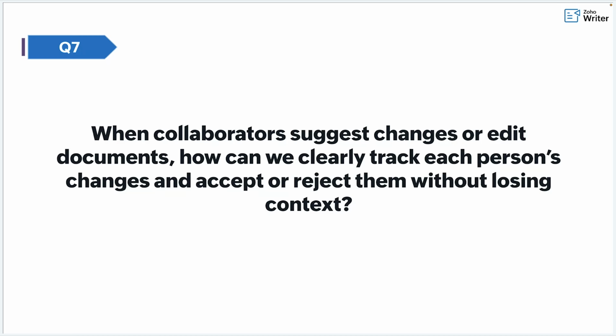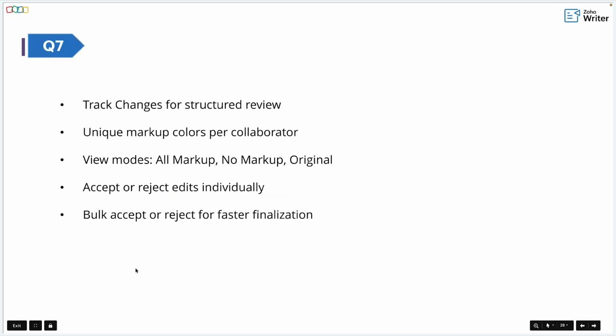This is exactly where Zoho Writer's track changes feature becomes crucial. Every change made in the document is clearly recorded and visually identified. Each collaborator gets their own markup color so reviewers can easily see who made what change. This ensures transparency during document review. Reviewers can also switch between different viewing modes such as all markup, no markup, or even keep it to original, depending on how they want to analyze the changes made to the document.